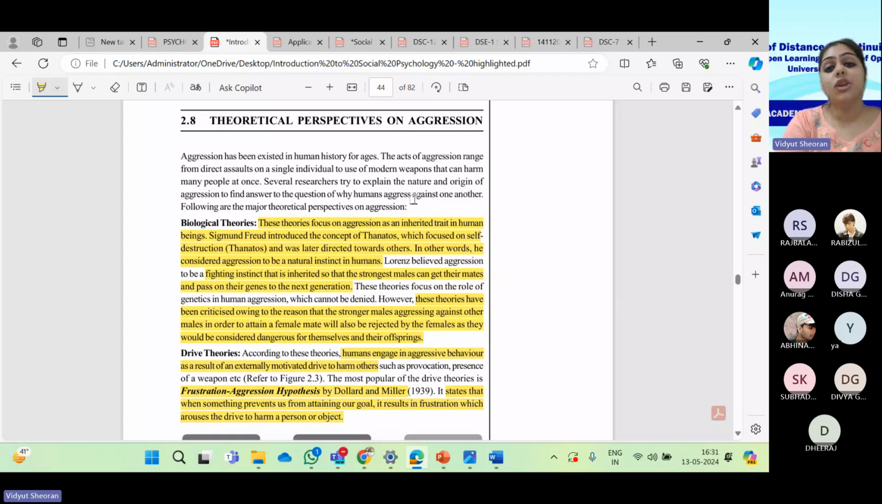So next is theoretical perspectives on aggression. मतलब जो aggression है उसके हम अलग अलग तरह से समझ रहे हैं. थ्योरीज उसकी अलग अलग तरह से समझ रहे हैं. वन ऑफ देम इज बायोलॉजिकल थ्योरीज. आपको पता है थैनाटॉस क्या है? Does everyone know? Let me know through the message box.